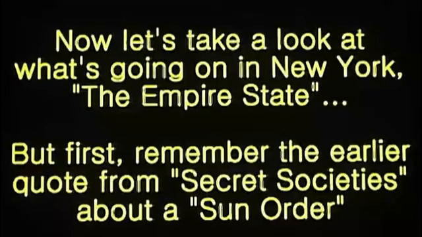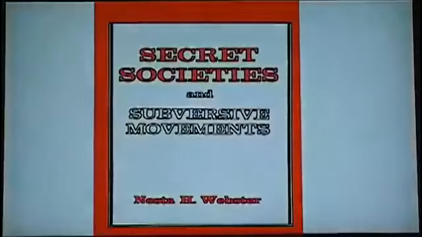George Washington felt that the Illuminati was trying to destroy the Republic as far back as the 1700s, 1800s. And so the question is, what's going on in New York, the Empire State? But first remember the earlier quote in Secret Societies about a sun order.